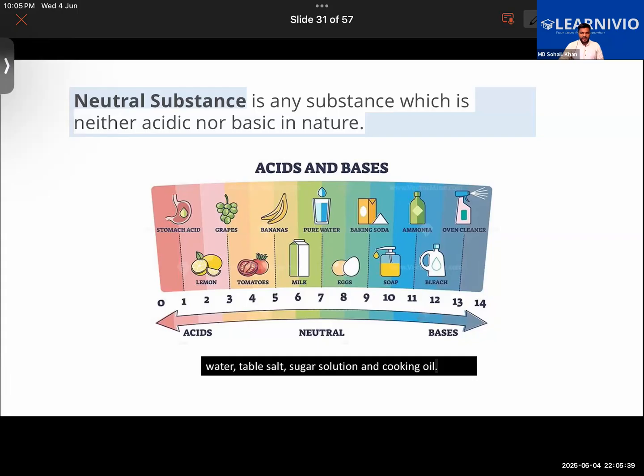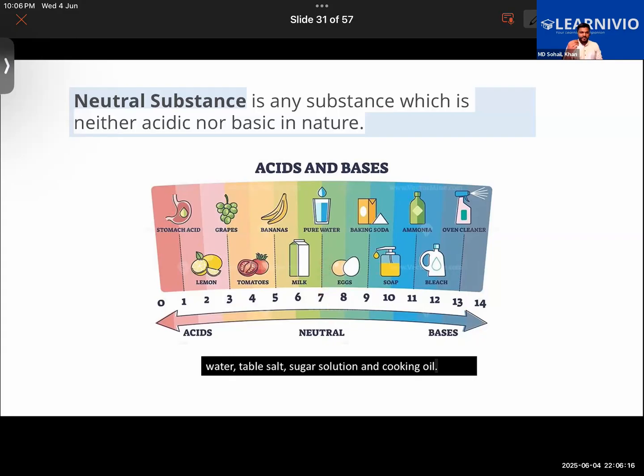The pH value is a scale in which different substances have been categorized as acids, bases, and neutral substances. Substances that have a pH value from 0 to 6 are acidic substances. Substances that have a pH value from 8 to 14 are basic substances. And substances like pure water, sugar solution, cooking oil, table salt, the common salt, all of them are neutral substances.